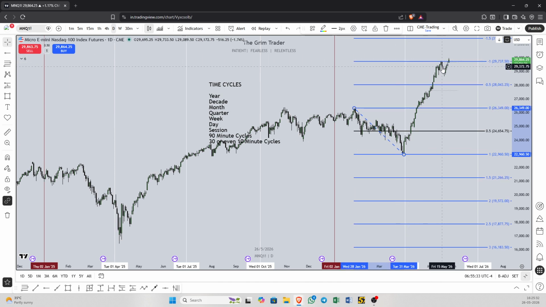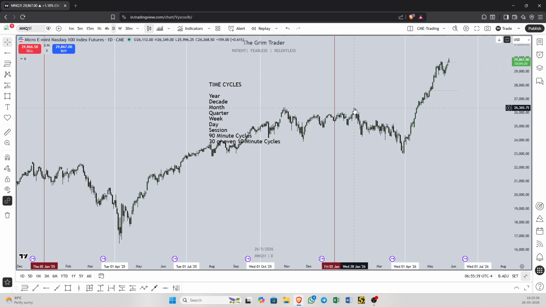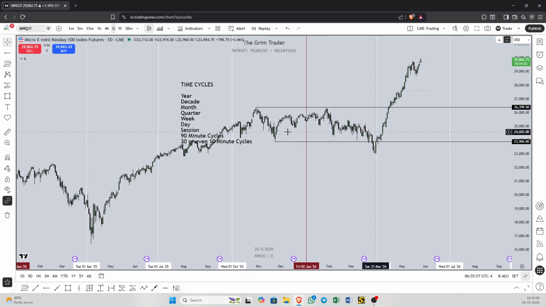Maybe this is your target, or maybe it'll reverse from there, the current cycle. But that's it. The high and low of the previous cycle on its own is irrelevant. It's completely pointless. What is important is the high, the low, and the equilibrium of the cycle before the previous cycle.